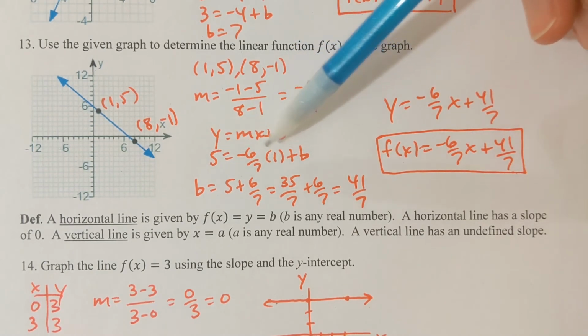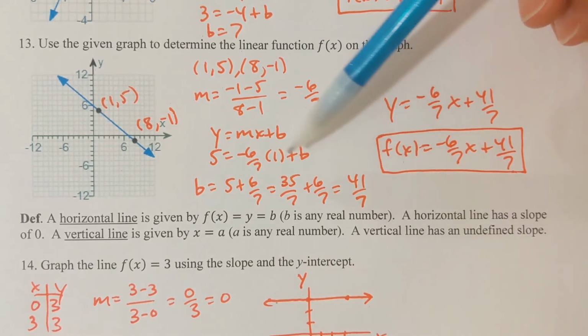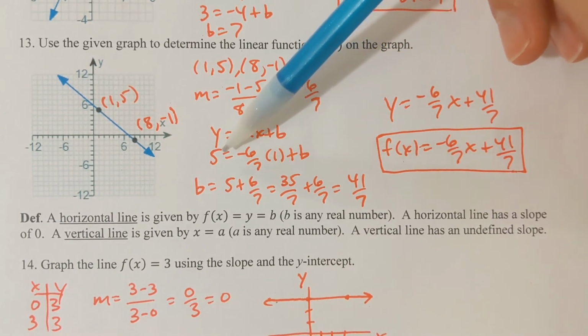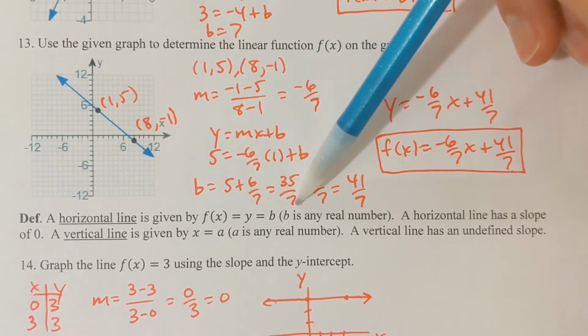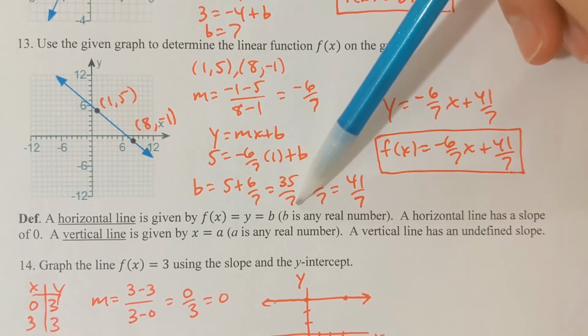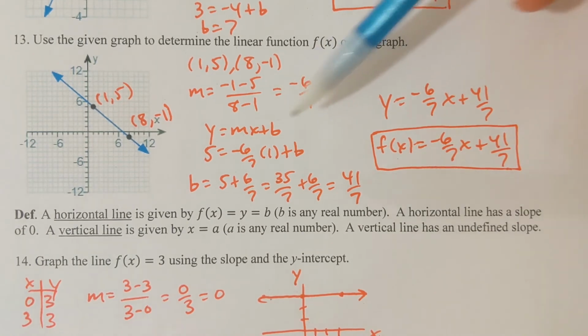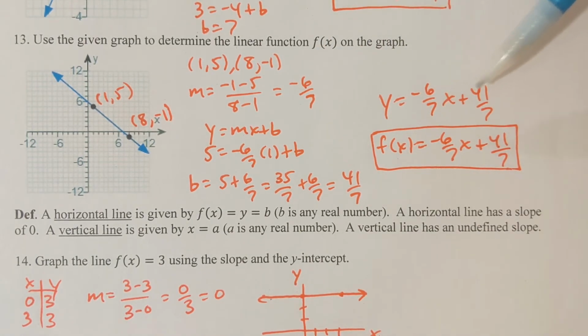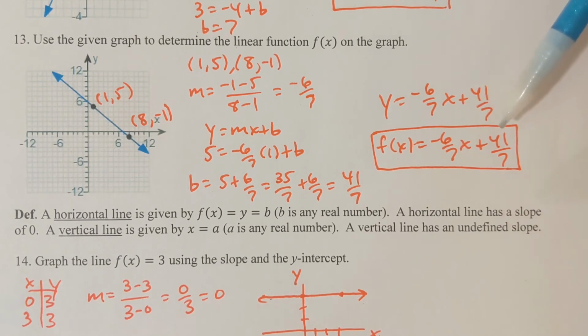Okay, and I'm plugging in those 3 numbers that I know here to get the b value. If you add 6/7 to both sides, 5 plus 6/7. Well, 5 is the same as 35/7. 35 over 7 plus 6 over 7 is 41 over 7. Okay, so y is equal to mx plus b means that y is equal to -6/7 x plus 41/7, or using function notation, f of x is equal to -6/7 x plus 41/7.